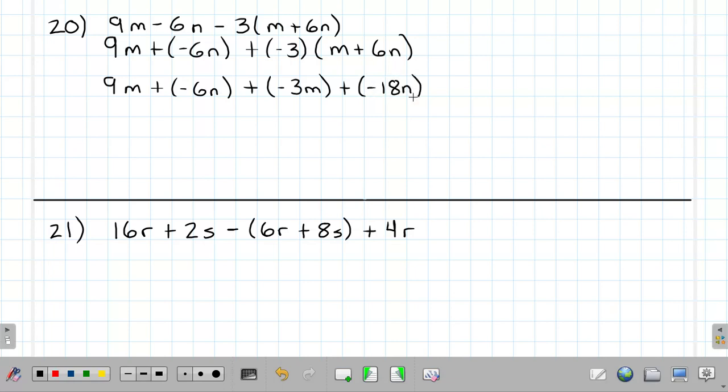Okay. So then from here, we've got all our terms laid out: 9m plus -6n plus -3m plus -18n. Can be tricky with all these negatives around here, but now we simply just combine like terms. So 9m, what can we combine with the 9m? -3m. So that gives me 6m, plus -6n plus -18n actually gives me -24n. And then once again, we have this plus and minus, so we can rewrite that simplified as 6m minus 24n.